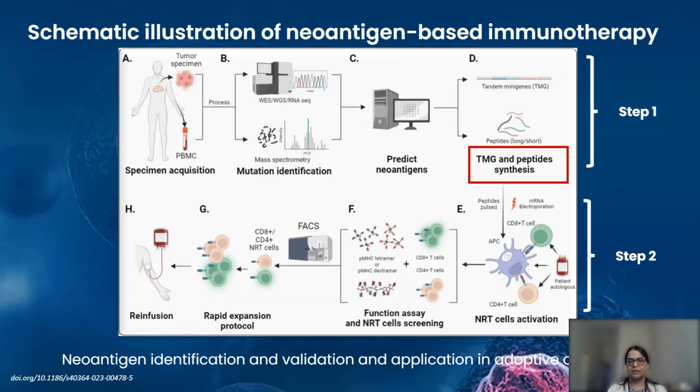The second step includes the isolation of cells from the patient, and then T cells are co-cultured with the neoantigen presenting cells. After in vitro modification and expansion, the antigen reactive T cells, if needed, are sorted and can be infused back to the patients. In short, this process of manufacturing NRT cells, neoantigen based T cell therapy, requires the identification and synthesis of neoantigens.